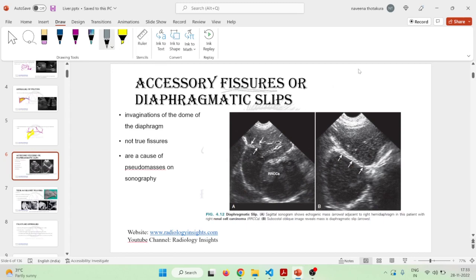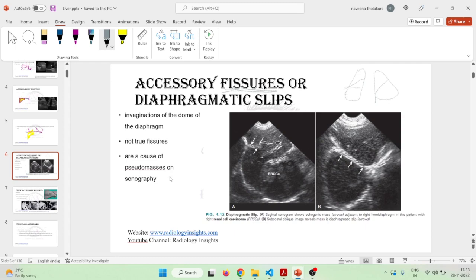If you see the right lung and the left lung, in the right lung we have an oblique fissure and a horizontal fissure. Similarly, in the left lung, we have an oblique fissure. So these fissures divide a part of the lung. These are like divisions. These are accessory fissures or diaphragmatic slips.